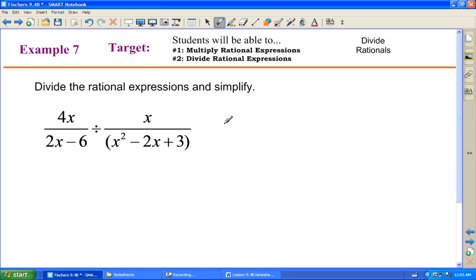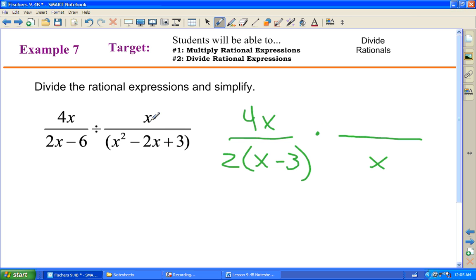So all we've got to do here is take this 4x over 2x minus 6. I can still factor that x minus 3 here, and then multiply the reciprocal of this. So the x was on the top, now it's on the bottom. This is factorable, I believe. This is going to be, once again, our good old friend x minus 3, x plus 1. I think we've used that several times here, so you should be familiar with that by now. And now I can start canceling.